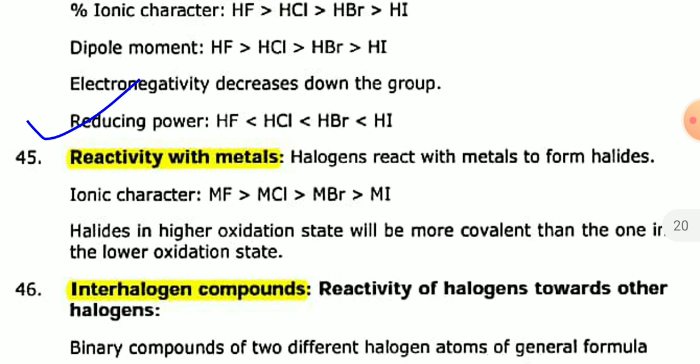Now, reaction with metals. Halogens react with metals and form halides. And ionic character of different metal halides is in the order MF greater than MCl greater than MBr greater than MI, where M is the metal.